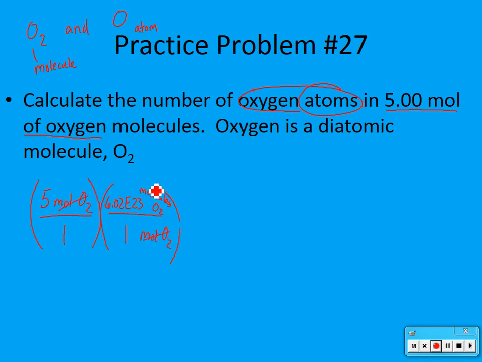But if you read the question carefully, it just wants us to calculate the number of oxygen atoms. And so I'm going to make one more conversion factor here. If molecules of O2 is on top, it's got to go molecules of O2 on the bottom. In 1 molecule of O2, how many oxygen atoms are there? Well, there's 2. Okay, now my molecules of O2 is canceled out. And now I'm at oxygen atoms, which is where it wanted me to go to, so I'm done.